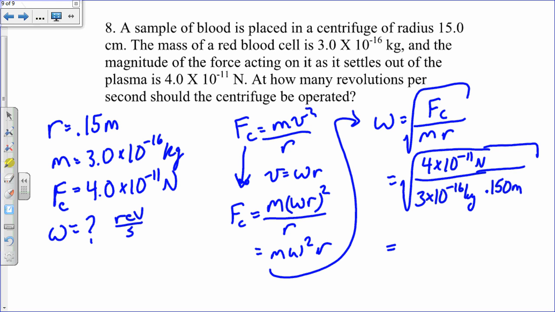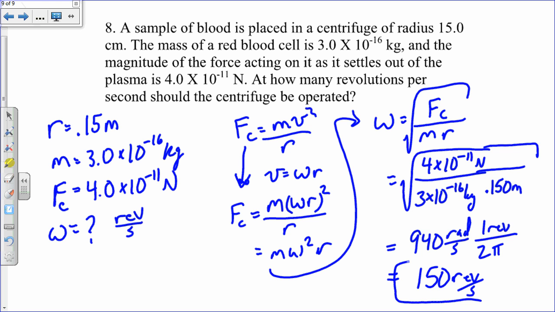There should be 2 sig figs on these. Sorry, I've been doing this for a while. It's getting a little old. That gives me 940 radians per second. I convert this into revolutions. In 1 revolution, there are 2 pi radians. That gives me the final answer, which is 150 revolutions per second. That's pretty fast. Every second it goes around 150 times.